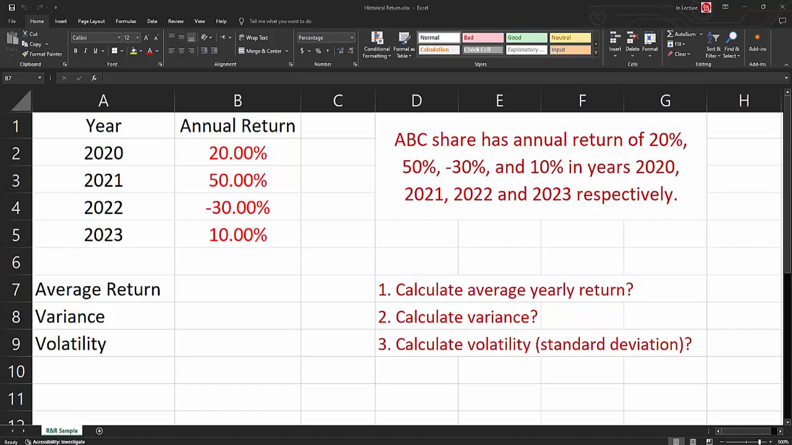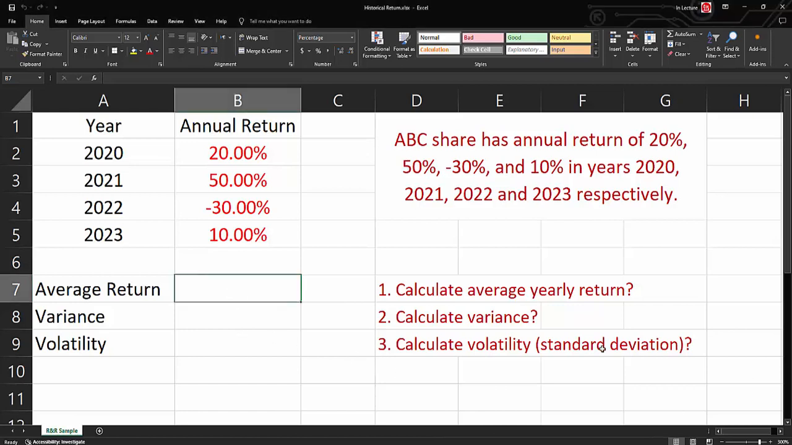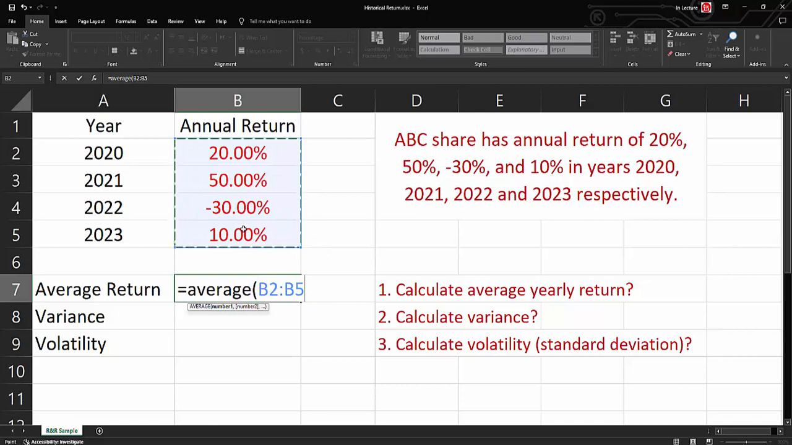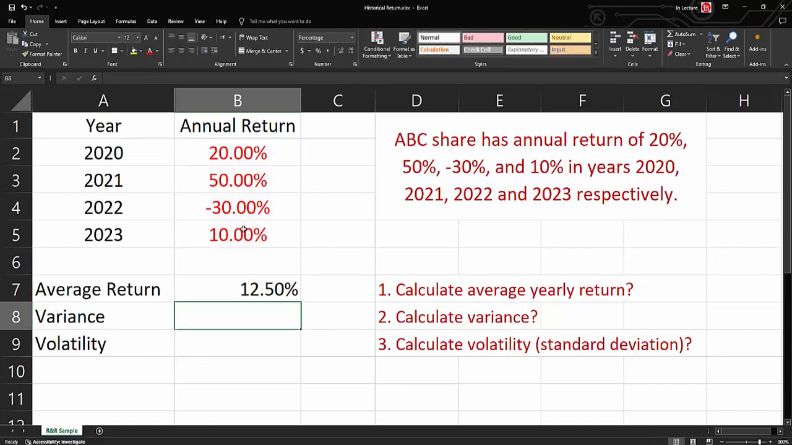The first question is calculate average yearly return. So we have a built-in function which is average. Then we need to highlight all our annual returns here. Close bracket and press enter. So our average return will be 12.5%.